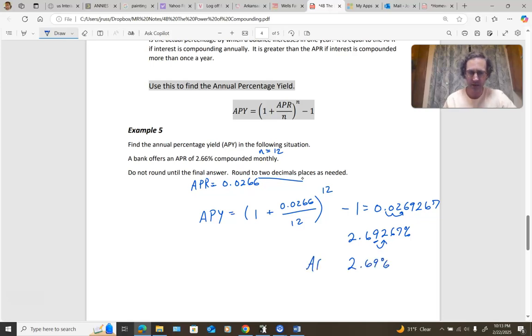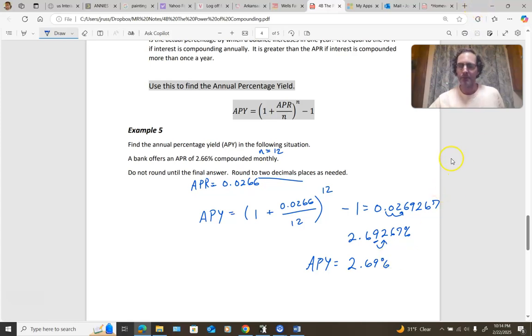So this is the APY. This is the actual amount that your money will increase in 1 year if interest is compounded monthly. So you can see it's a little bit more than the APR. And it always will be unless it's only compounded once a year, and then the APR will be equal to the APY.